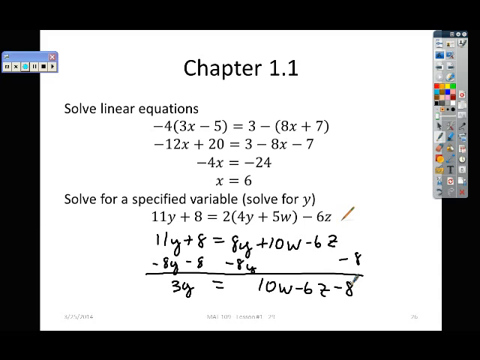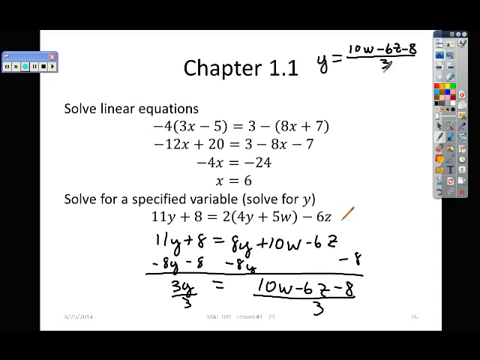We're almost there. All we need to do is divide by the coefficient. And let me write it up here. y equals 10w minus 6z minus 8 over 3. And if you could reduce that fraction, do so, but it doesn't reduce, so that's the result. That's all that solving for a variable is.